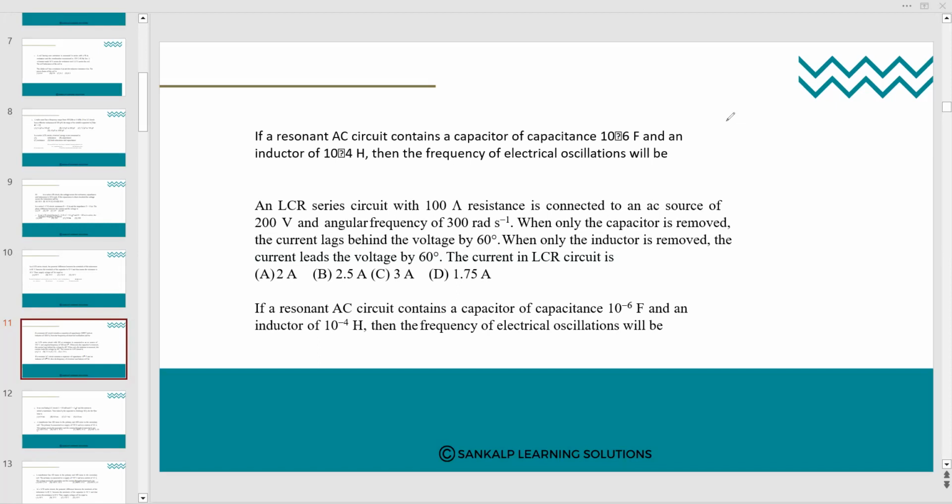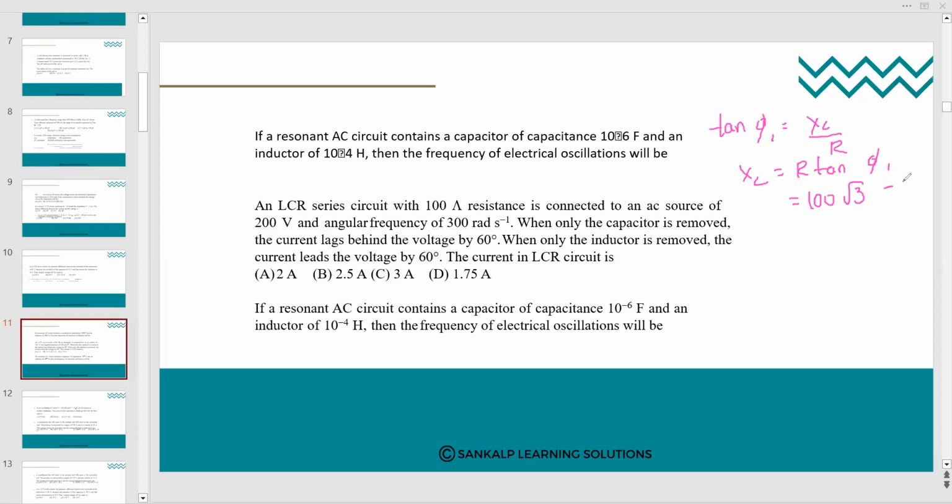So here it is. When the capacitor is removed, tan phi 1 is equal to XL divided by R, or XL is equal to R into tan phi 1, which is equal to 100 root 3. R value is given as 100 ohm, and tan 60 is root 3. So therefore it is 100 root 3.